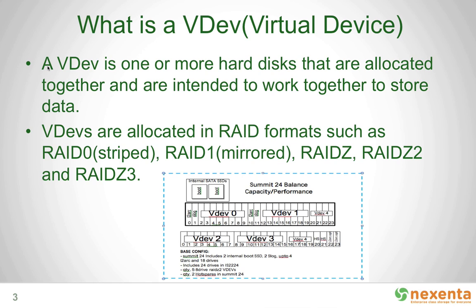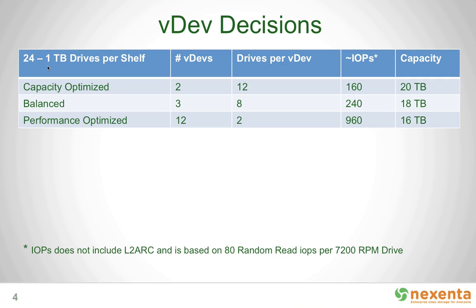First off, a Vdev is one or more disks that are combined together and work to store data all in one group. Normally, these are referred to as RAID sets. You have the option with ZFS to look at both mirrored and striped. Mirrored could have 2 or 3 drives, and then you can also look at different RAID Z options with 1, 2, and 3 parity drives.